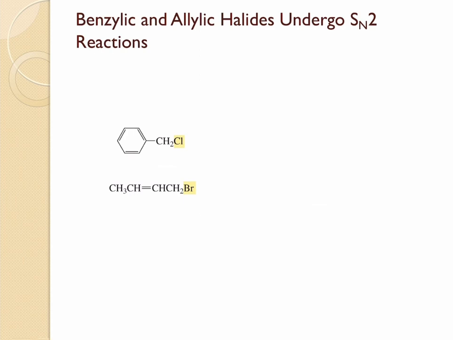The answer is yes. Just as we have seen in the case of alkyl halides, primary and secondary alkyl halides would undergo SN2 reactions. In the same way, the benzylic and allylic halides will also undergo SN2 reactions, provided they are not tertiary halides. This is a primary benzylic halide. And this is a primary allylic halide.